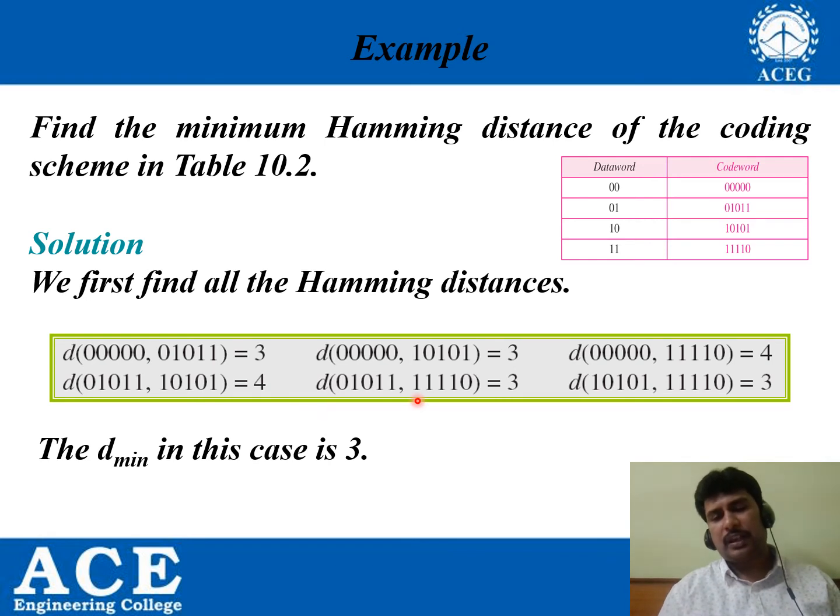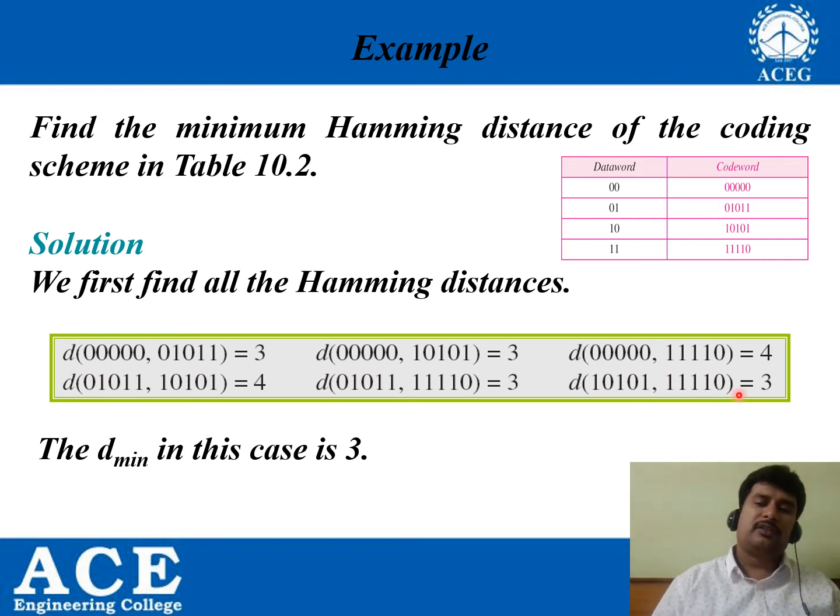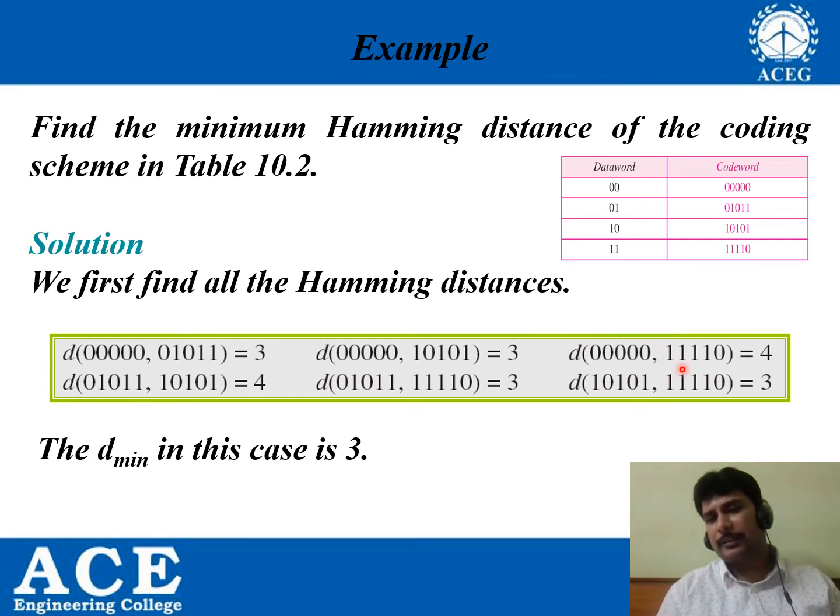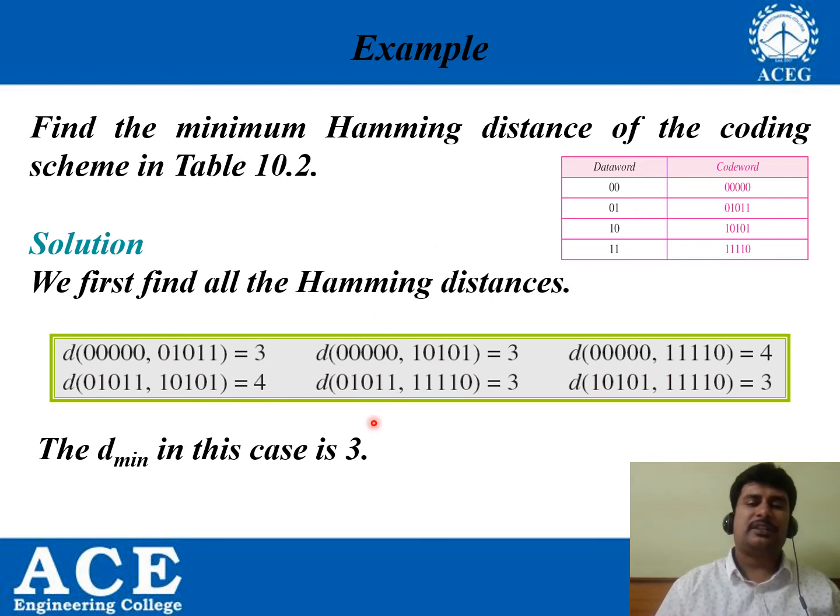For the next combination we have the Hamming distance equal to 3, and for the last combination the Hamming distance is also 3. So totally with 4 code words, 6 combinations we verified, and out of 6, 4 have a Hamming distance of 3 and 2 have a Hamming distance of 4. Which is the least among all these possible values? Between 3 and 4, the least value is 3. So the minimum Hamming distance in this scenario is 3.